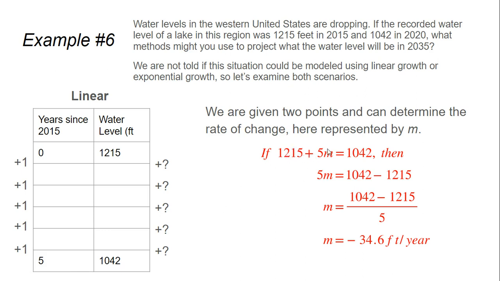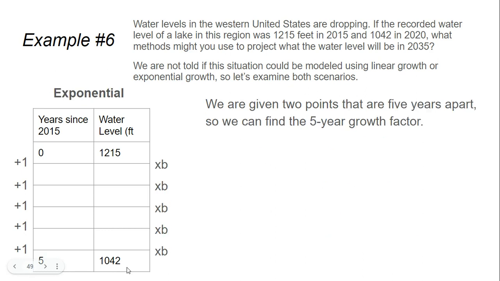My initial value plus 5 somethings, my rate of change or my slope, is going to have to equal what I end up with. So I can do some arithmetic, subtracting 1,215 from both sides and then dividing by 5 to see that I have to go down by about 34, 35 feet each year to get to this lower value 5 years from now.